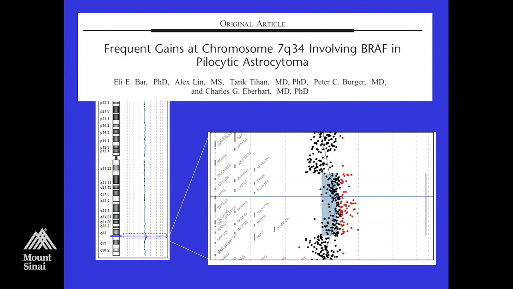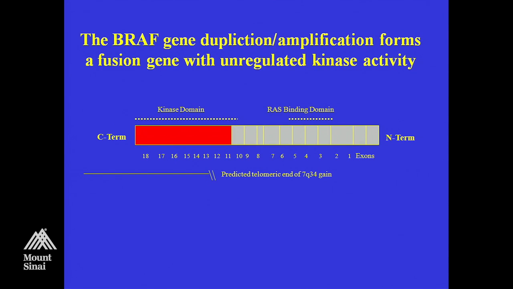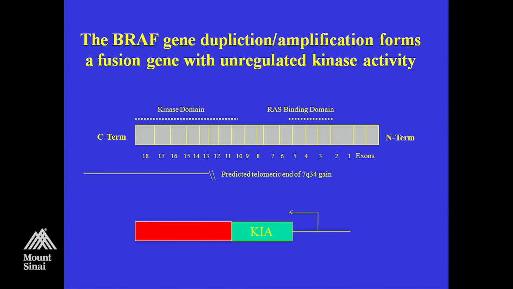The genetics has been worked out pretty well over the last 5 to 10 years. We're still learning new things. But the most common genetic event is changes in the BRAF oncogene. And a number of labs around the world about 10 years ago or so were looking at pilocytic astrocytomas. This is just a paper from our group. And we all found sort of the same thing, which was duplications of a 2 megabase region that encompassed the BRAF locus. And what that duplication causes is a fusion between the active kinase domain of BRAF and the promoter region and N-terminal coding region of a gene, KIAA1549.